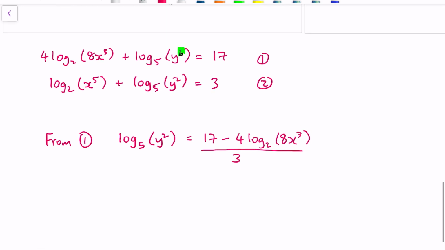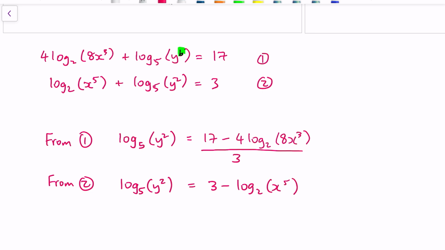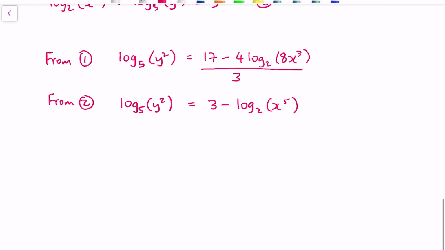And I'm doing that because I can do the same thing with equation 2. Log base 5 of y squared, it's a bit more obvious in equation 2, is just 3 minus log base 2 of x to the 5. Those equations there both have the same subject, and now I can equate them and I've eliminated the y's. So equating them, 3 minus log base 2 of x to the 5 is equal to 17 minus 4 log base 2 of 8x cubed, all divided by 3.